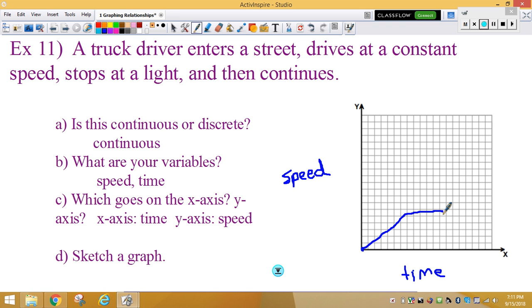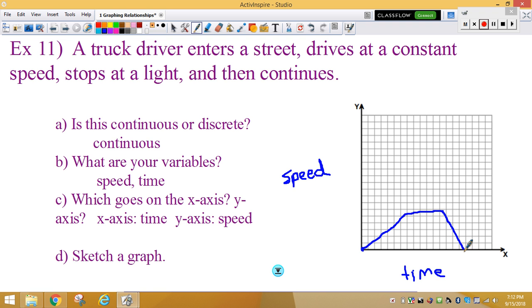Then it says he stops at a light. So what's going to happen when you stop at a light? Well, you're going to go down. Now again, I'm going to be picky. This I'm not going to give you credit for. Yes, you have it that he's stopping, but you're saying in 1 second he's going from, you know, whatever, 35 miles per hour to 0. And it doesn't immediately happen. You have to slow down. So you would put that he slows down to a stop at a red light.